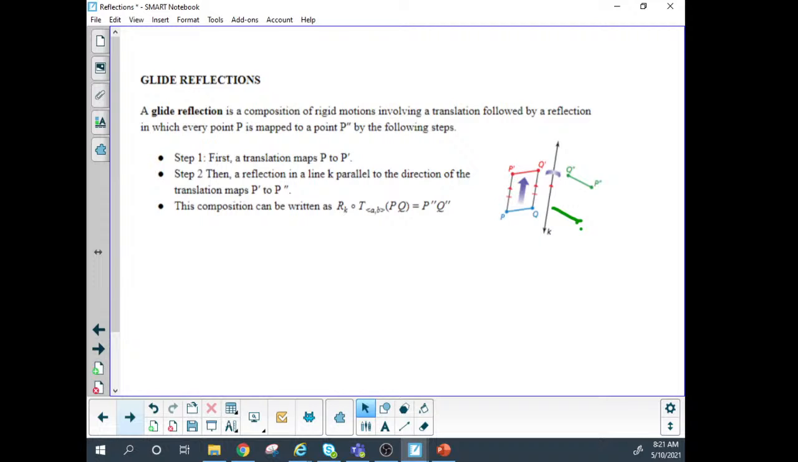So it's another way to look at it, I suppose. We're looking at PQ, just this line. With this glide reflection, we're first translating it parallel to the direction of the line of reflection, along the line of reflection, and then reflecting it. Cool with that?